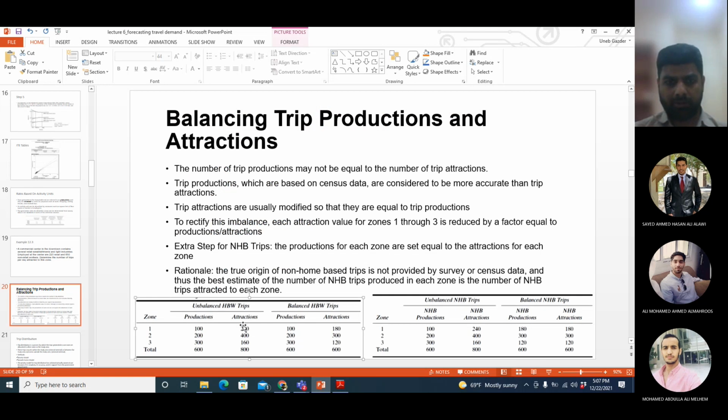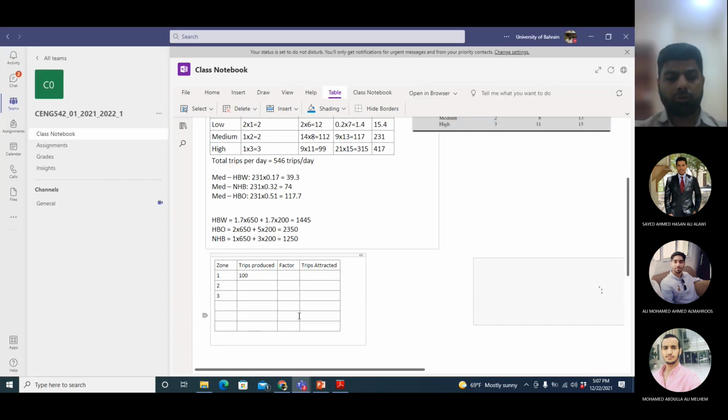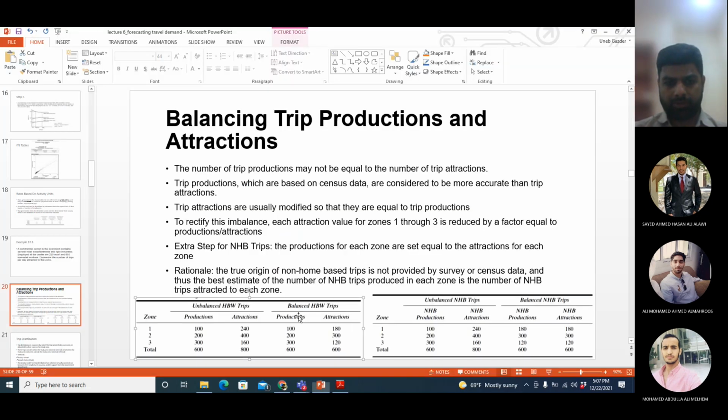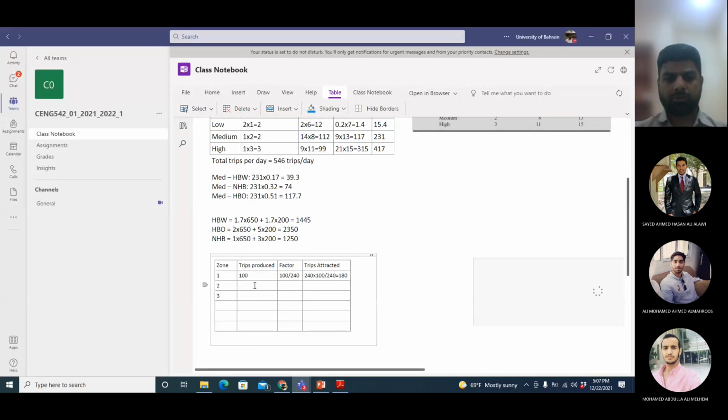So the factor will be 100 upon 240. And the new, balanced trips attracted will be 240 into 100 by 240, and this should give you 100. I have shown it here. Same thing will be done for this zone as well.